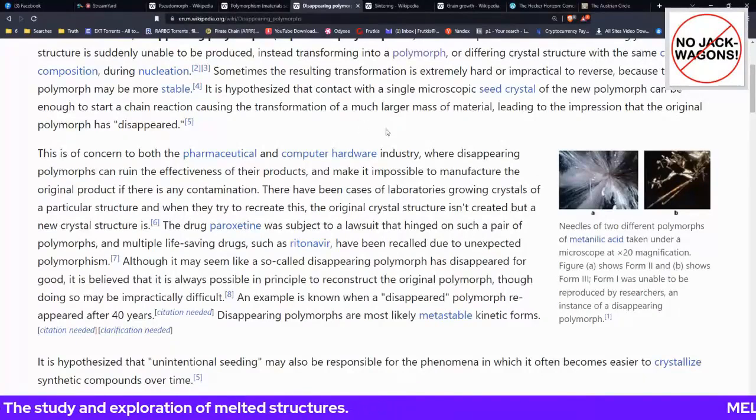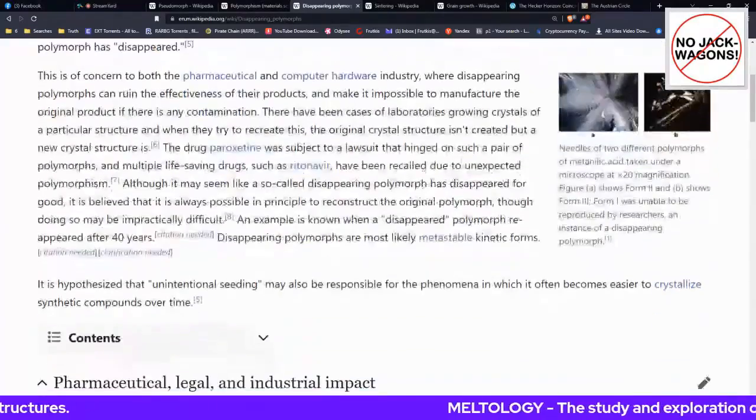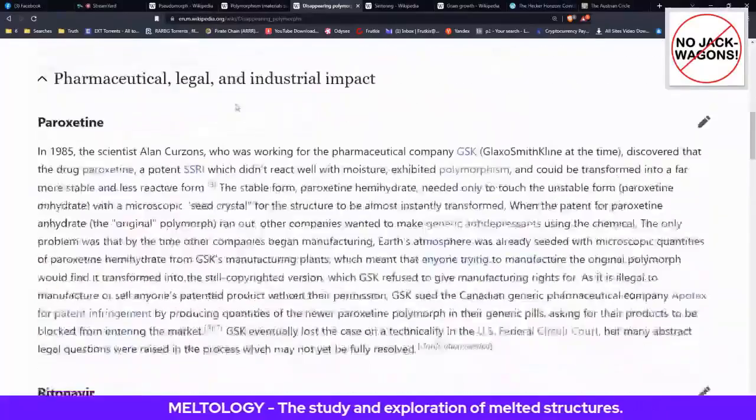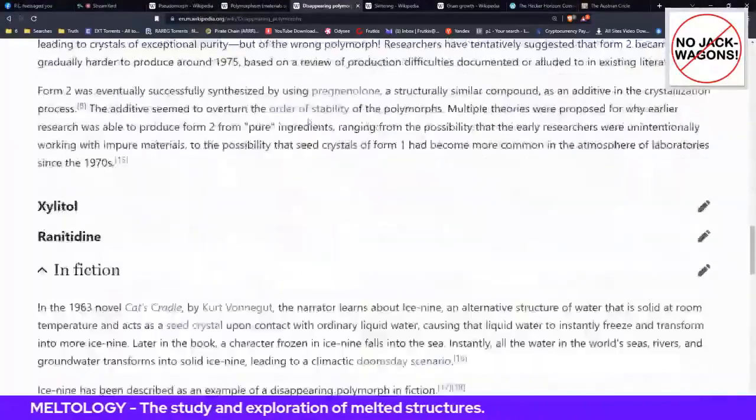Exactly. And now they talk about this in pharmaceuticals and computers, but that's not what we're talking about here. Again, they use drugs.